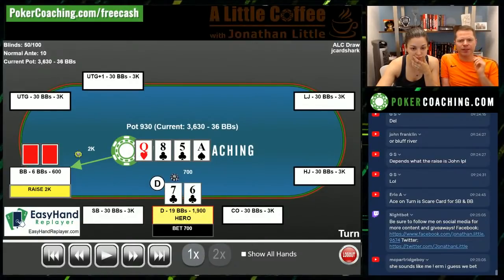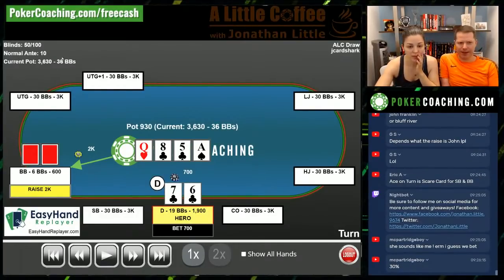We are not folding. So the question is, notice if I call for 1,300, I'm only going to have 600 chips left, which is like nothing, right? So what are the blinds? The blinds are 50-100. We'll have 6 big blinds left. Not a lot, right?